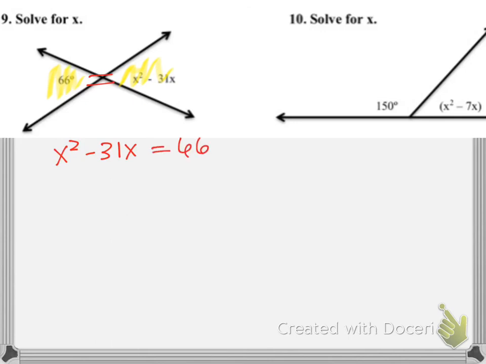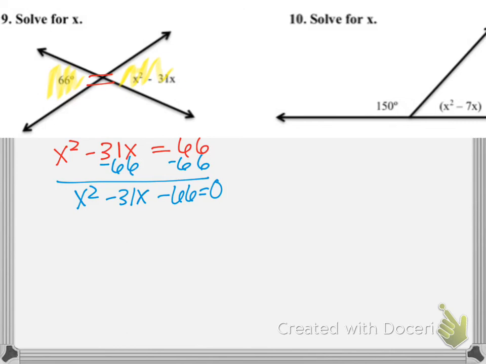And we have the same problem we had on the last one. This one's not equal to 0. So I'm going to subtract 66 and move it over first. So that's x squared minus 31x minus 66 equals 0.